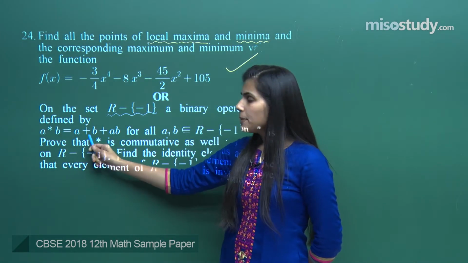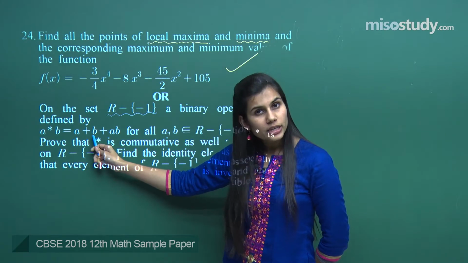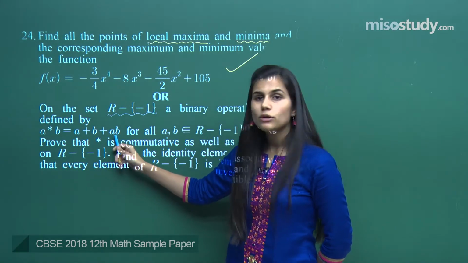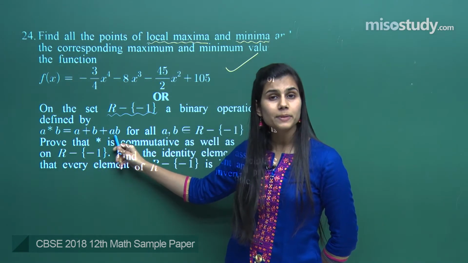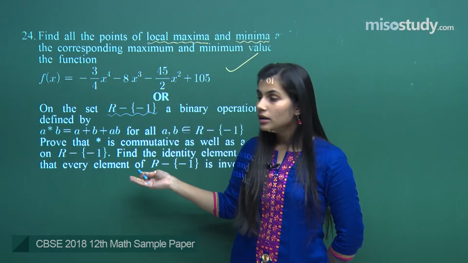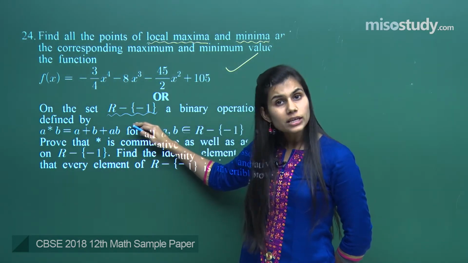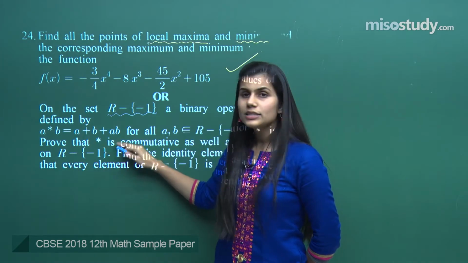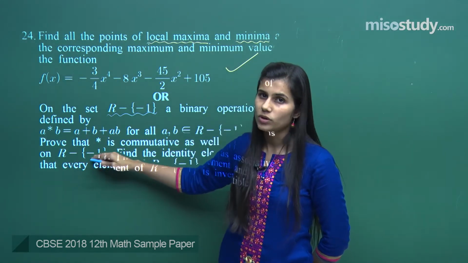When I am talking about A plus B, this is nothing but the addition of real numbers happening. When I am talking about A into B, this is nothing but the multiplication of real numbers happening, because A and B are coming out from the real number set only. So here there is no confusion as to what is the addition and what is the product.